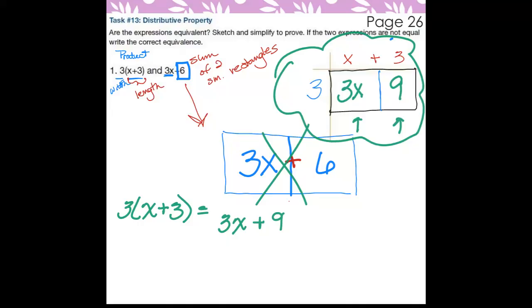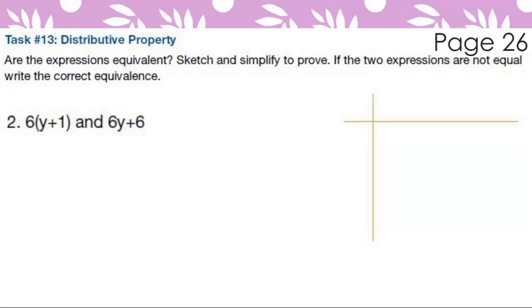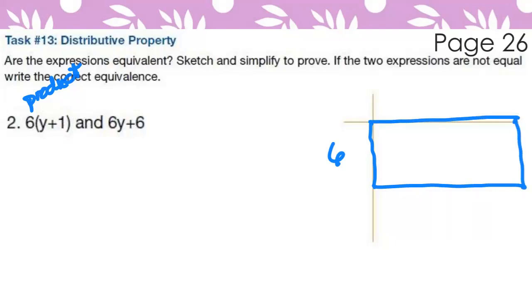But wait, there's more. All right, next problem, as you are seeing it, says 6 times y plus 1 and 6y plus 6. All right, so this is my product of one large rectangle. So it has a width of 6 and it has a longer side of y plus 1. Okay, y plus 1. And mine is not very good to scale. Okay, so is that the same? Maybe I'll just do it over here. Is that the same as 6y plus 6?